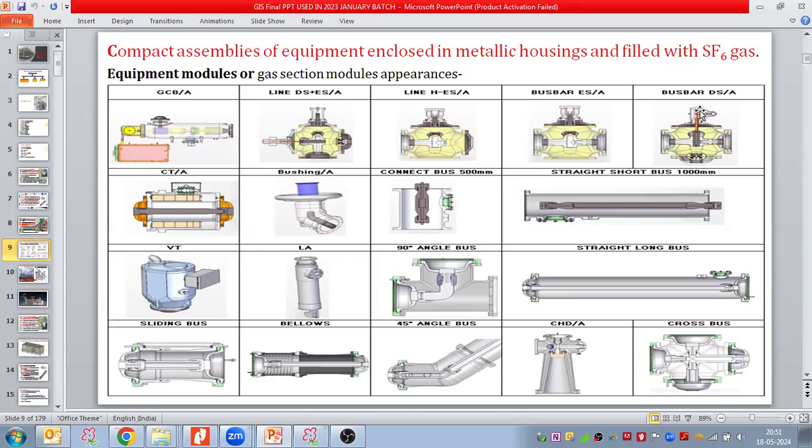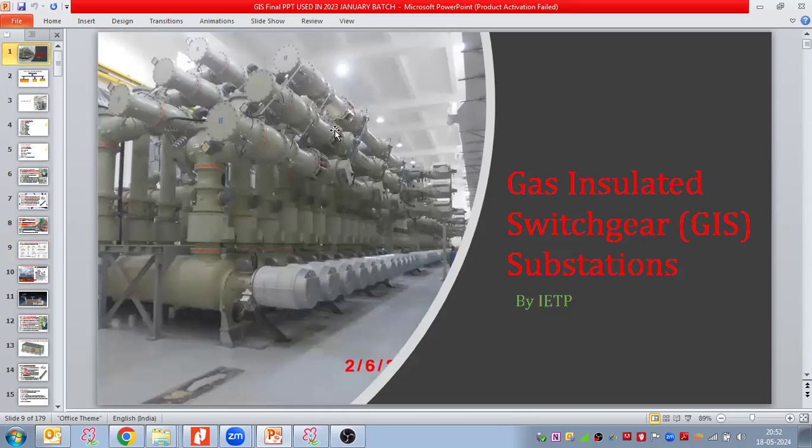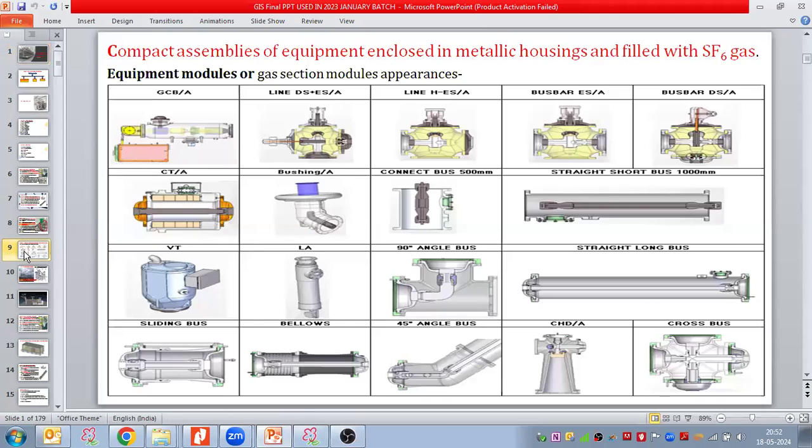Why I'm telling this is because engineers who are not familiar with GIS type substations face difficulty identifying the equipment when they visit GIS substations. Am I clear? I'm saying it is my GIS, but how will you identify which enclosure or which module is for which equipment? So in order to do identifications, I'm taking each equipment separately. I will take the help of the drawing as well.